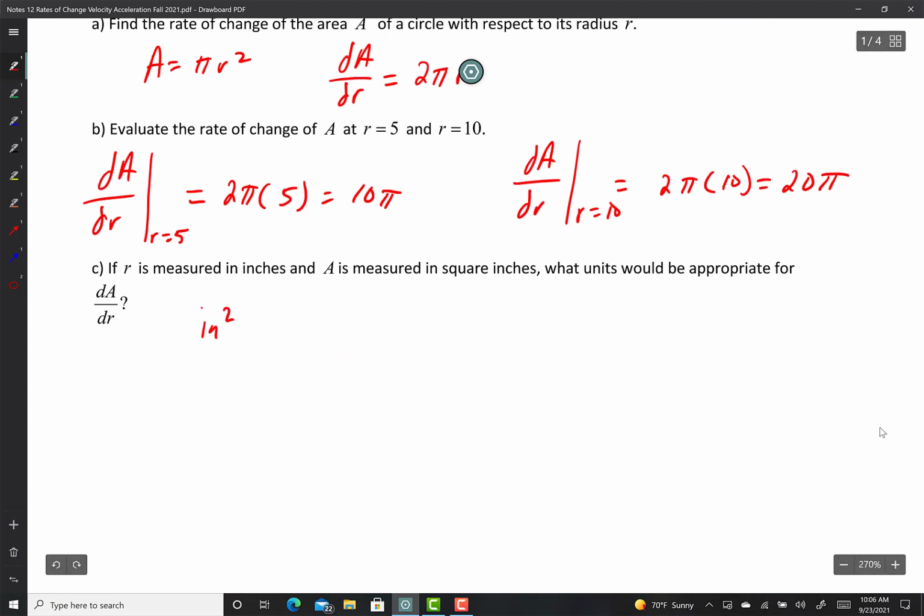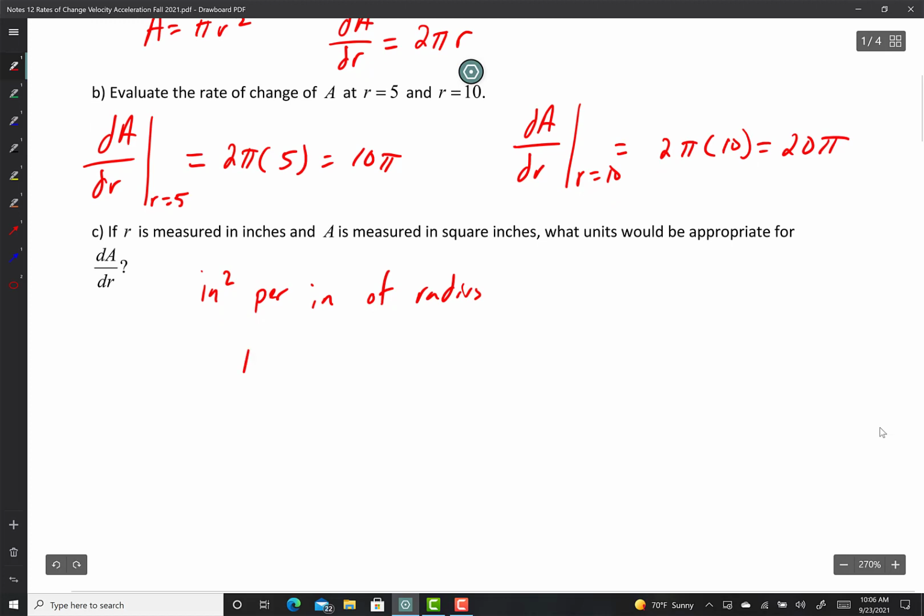If you want to write it in words, square inches per inch of radius. There it is in words. How it is with just units, square inches per inch. Because basically what we found was slope, right? Yeah, we found how fast the area is increasing per inch of radius.